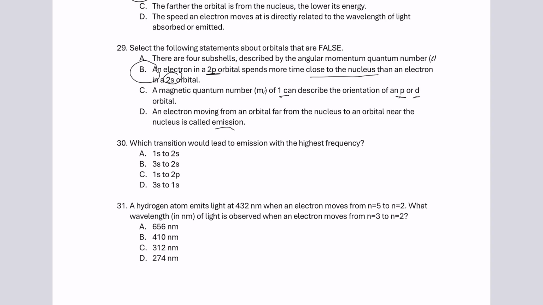Statement B is false because on average, an electron in a 2s orbital spends more time near the nucleus than an electron in a 2p orbital. The other statements are all true.